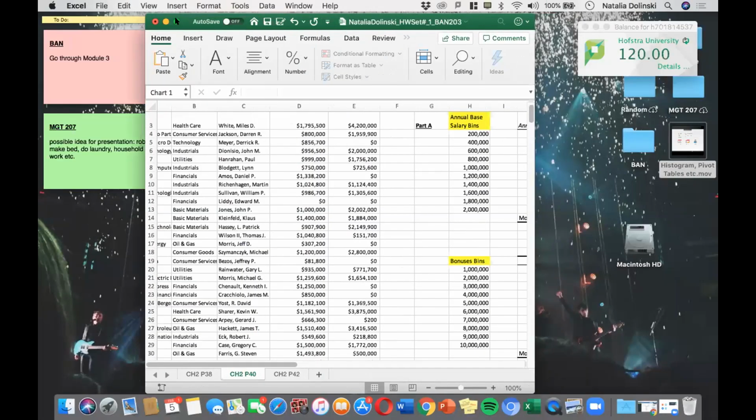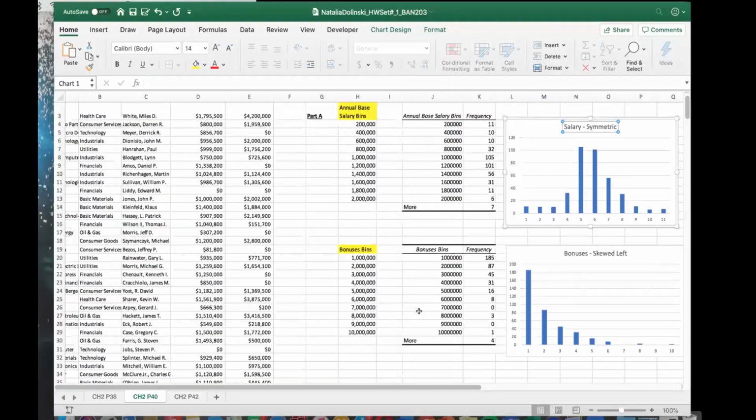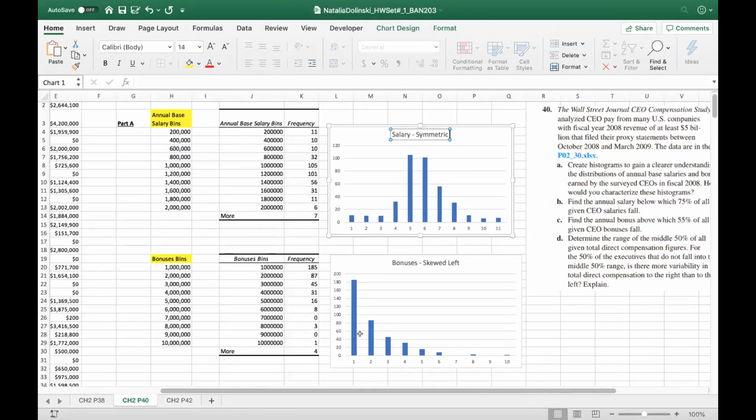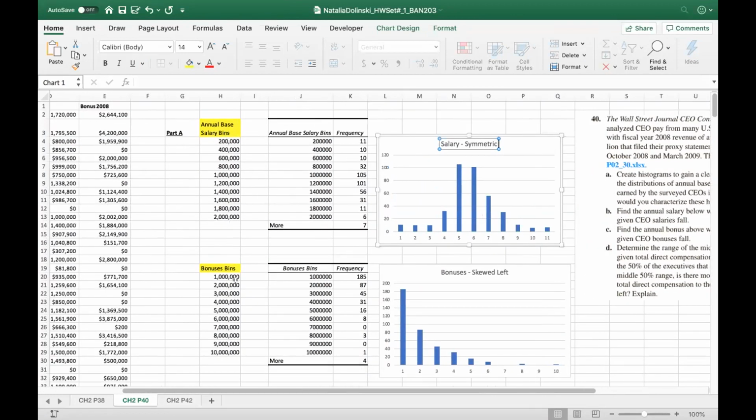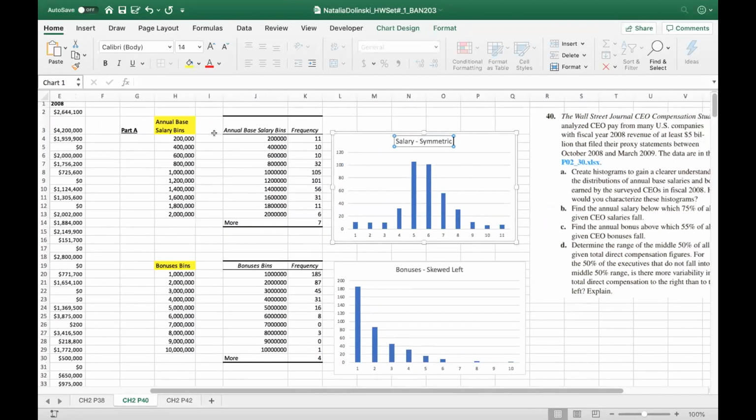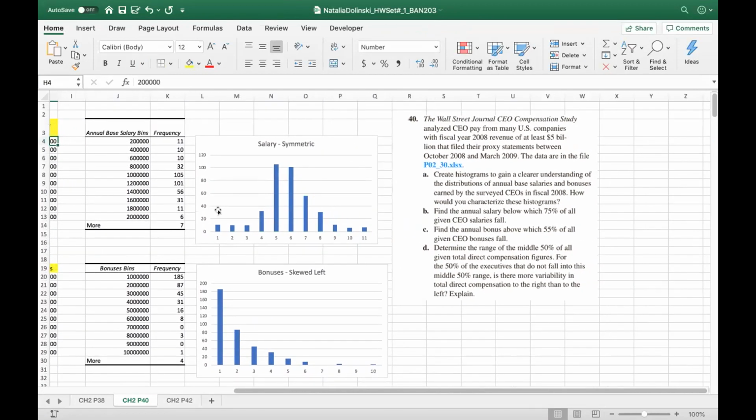Yep. Okay, so for this homework problem, for part A, it says to make a histogram, but in the beginning, it says with fiscal year 2008 revenue of at least 5 billion. Does that mean for the bins you have to start with 5 million for the salary? Or can you pick any bins? No. The data is already created at 5 billion.